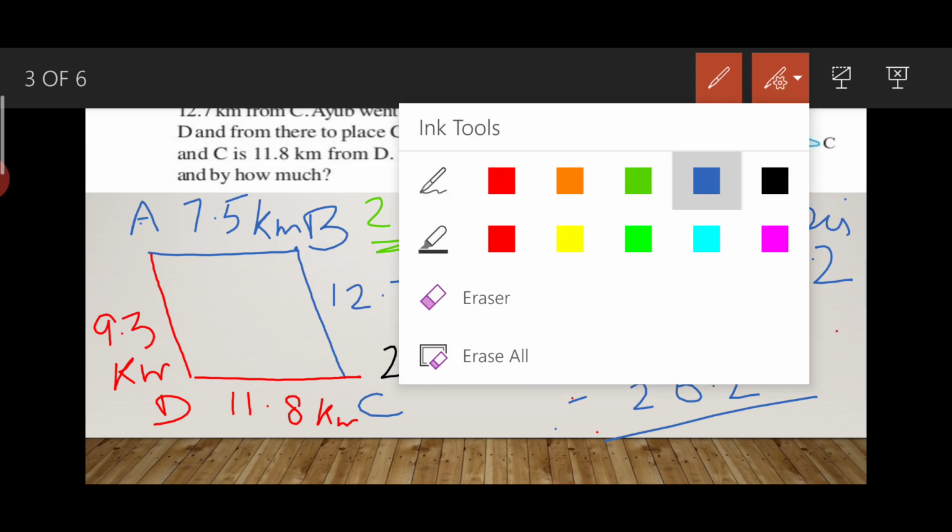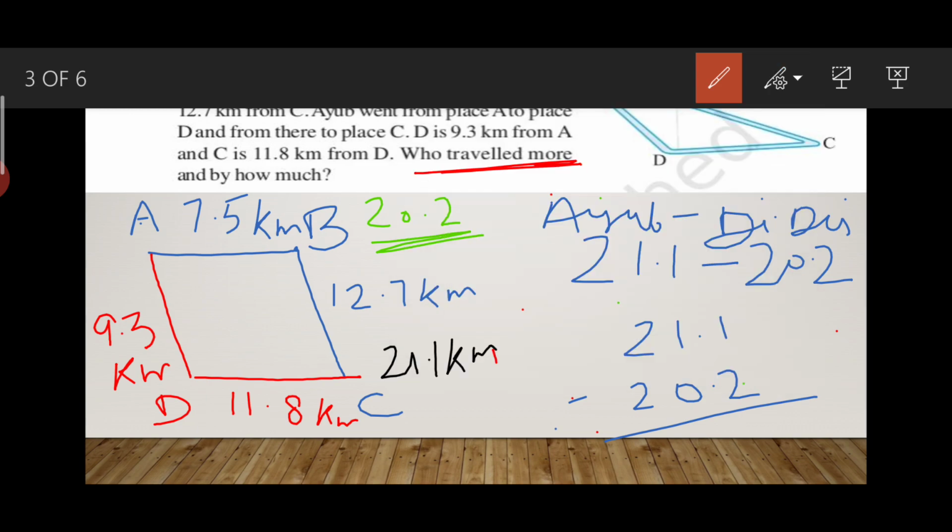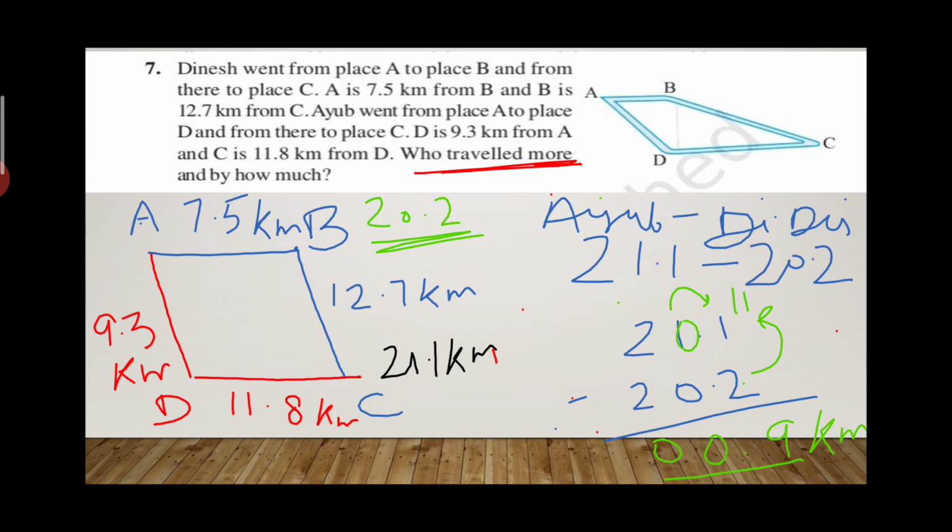That is, you cannot subtract 2 from 1. So what will you do? You will take a borrow from the next number. So what will become here? Here it will become 11. 11 minus 2 is 9, right? So if 1 has given borrow, what will be remaining here? 0. So 0 minus 0 is 0. So 2 minus 2 is 0. So 0.9 kilometer is the difference between the distance of both Ayub and Dinesh. Okay. So note down this question number 7 properly and neatly.